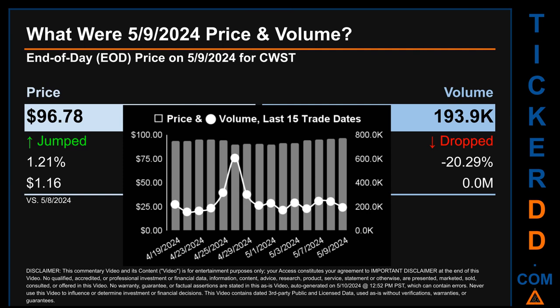The graph shows price and volume for the last 15 trade dates. Across a range of $6.72, the max and minimum end-of-day price were respectively 96.78 and 90.06. Volume saw a range of 451.1 thousand, from a day low of 156.1 thousand to a day high of 607.2 thousand.